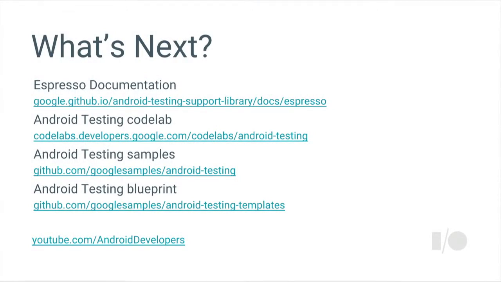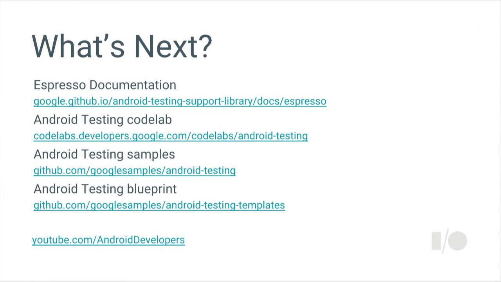And what's next? I really encourage you to look at the Espresso documentation. There's a section called Advanced Espresso or Advanced Samples, something like that. And you will see lots and lots of more tips and tricks on how to use Espresso, how to use the more unknown APIs of Espresso. Do check out the Android Testing Code Lab. It's not only about Espresso, it's also about how to structure your app to be more testable. It gives a great overview of all the testing offerings that we have. Finally, we have great testing samples. We have a testing blueprint.